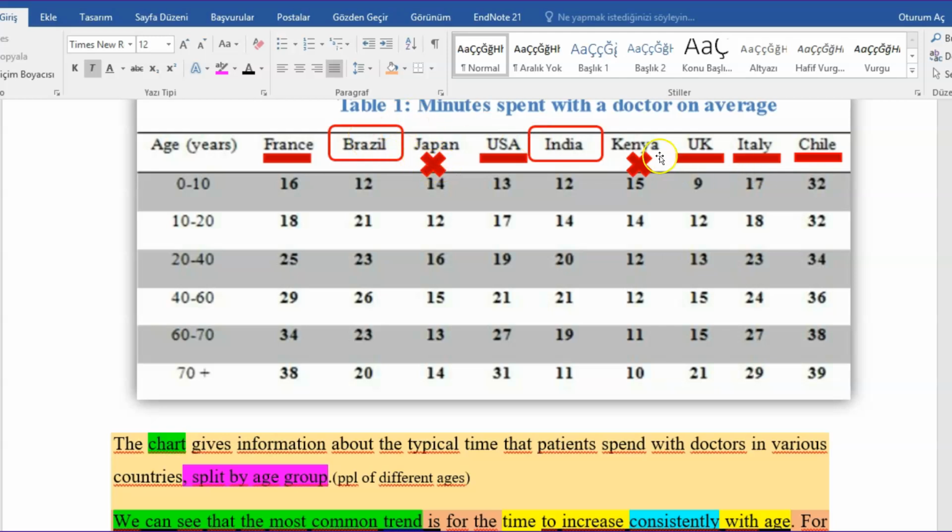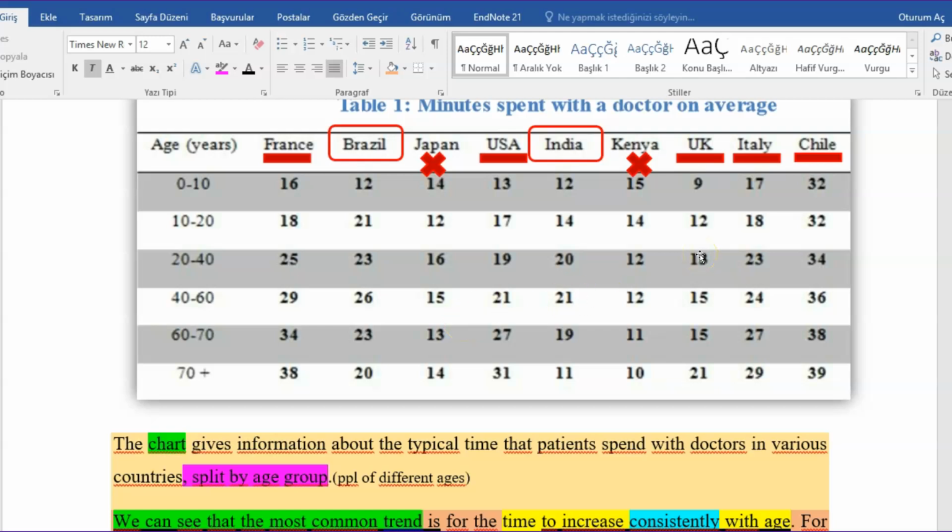And now we have Japan and Kenya. Let's look at them. 14 to 16, then 15, 13, 14. Again we have a fluctuation pattern: increase, decrease, increase, decrease, increase. In Kenya, a decrease pattern. In Kenya and Japan, actually, we saw a decrease pattern, so we can say both of them are our exceptions.